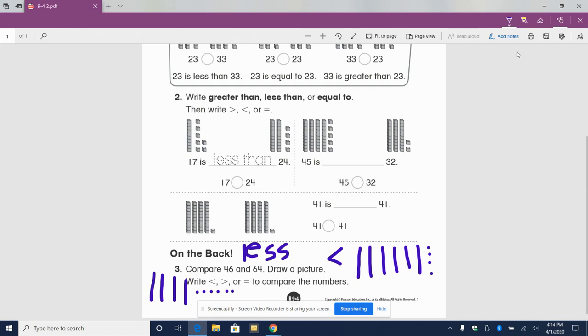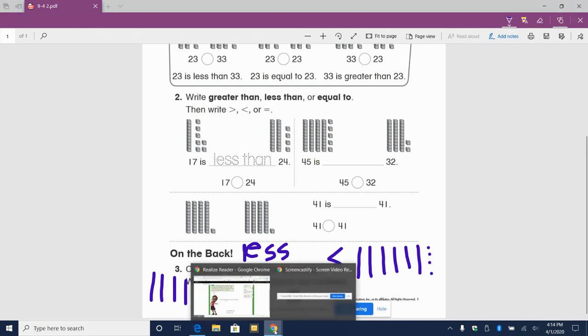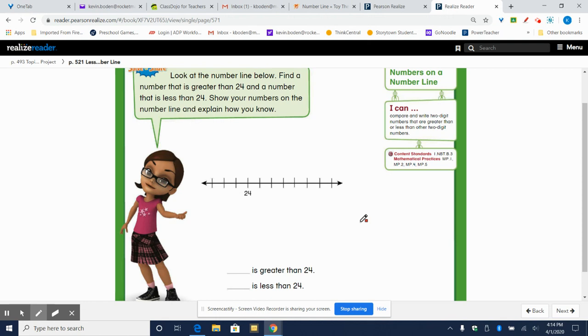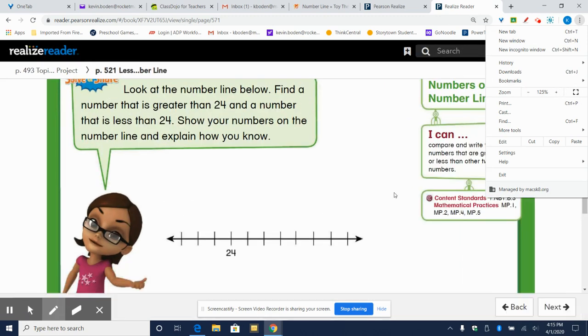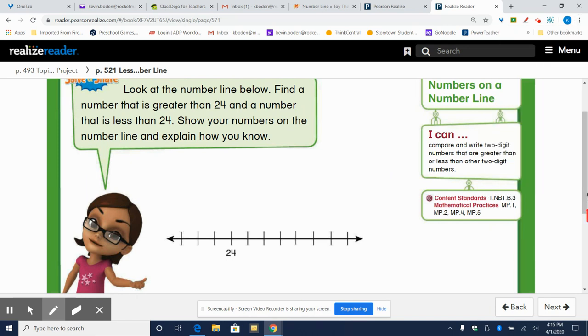So let's get out of this paper and go to our last activity right over here. This is what we're going to talk about today. It says, look at the number line below. Number line? What? We've never talked about a number line with greater than, less than, or equal to, but we are today. It says find a number that is greater than 24 and a number that is less than 24. Show your numbers on the number line and explain how you know. Well, that should be nice and easy for us. So I'm going to zoom in. We have to find a number that is greater than 24 and less than 24.